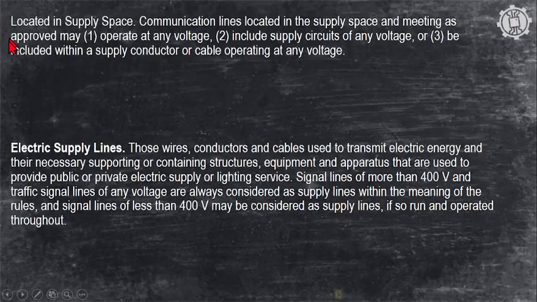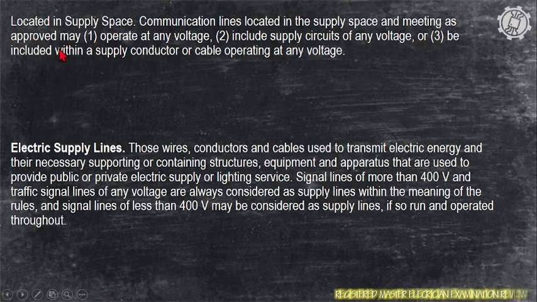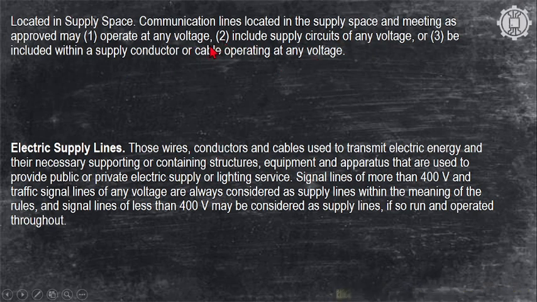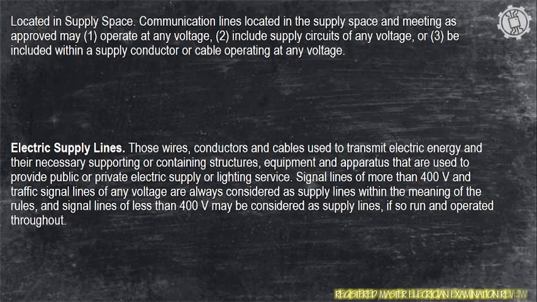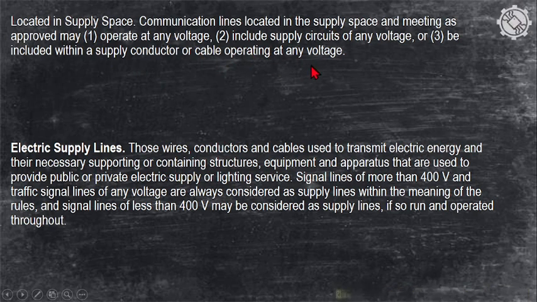Communication lines located in supply space. So communication lines located in supply space and meeting as approved may operate at any voltage, then include supply circuits of any voltage, and be included with a supply conductor or cable operating at any voltage. So if it is located at the supply space, yung sa ating mga communication line, so meaning it could operate at any voltage, tapos kasama niya yung supply circuit, tapos it is within the conductor, any size at any voltage.